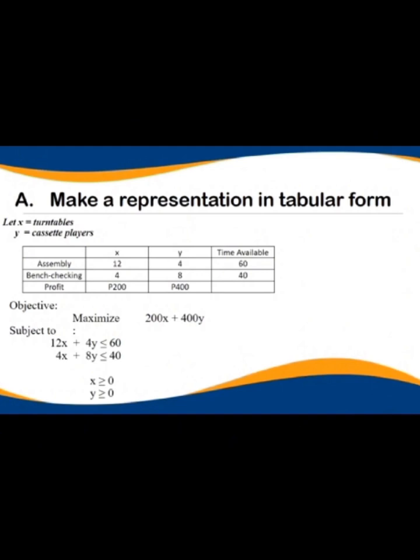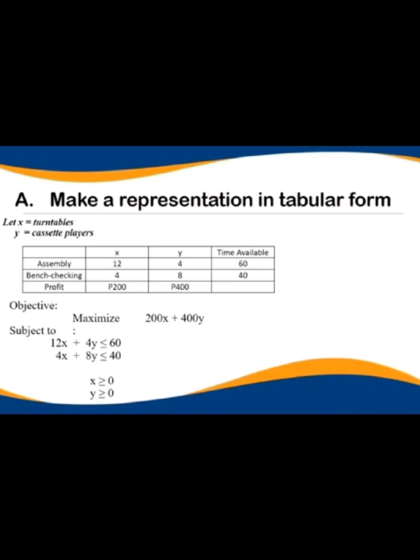So let's make a representation. Turntables is the representation of X and the cassette players is the representation of Y. As you can see in the table, in assembly, we have 12 hours representation of X and 4 hours representation of Y. The time available is 60 hours. In bench checking, we have 4 hours representation of X and 8 hours representation of Y. The time available is 40 hours.